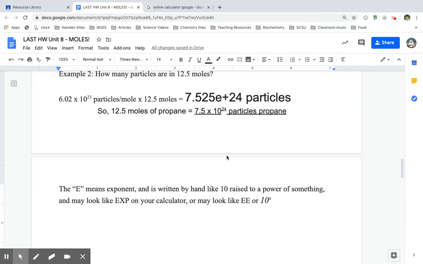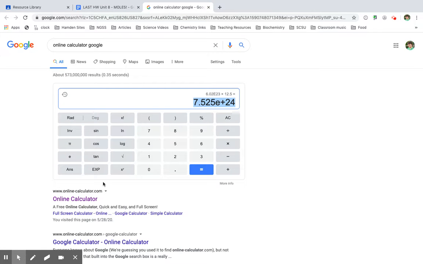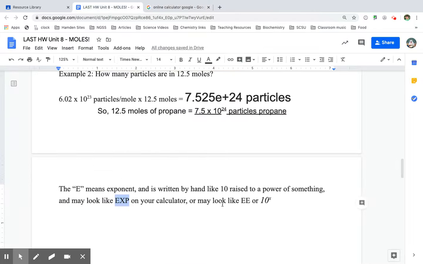Something to remember is that this E here means exponent. Written by hand, it's 10 raised to the power of something, like 10 to the 24th. It might look like EXP on your calculator if you're using this online one. It might be the EE key, or it might be a key that looks like this. You have to know your calculator. Whew.